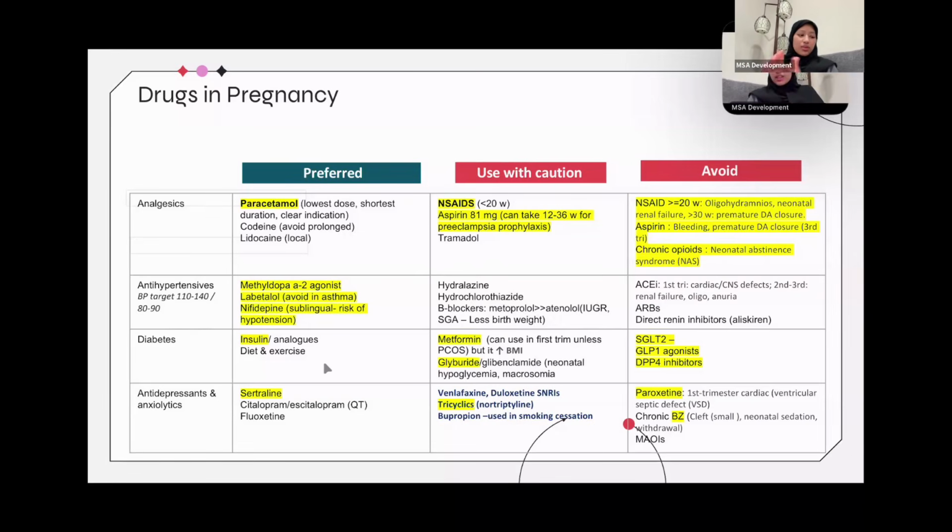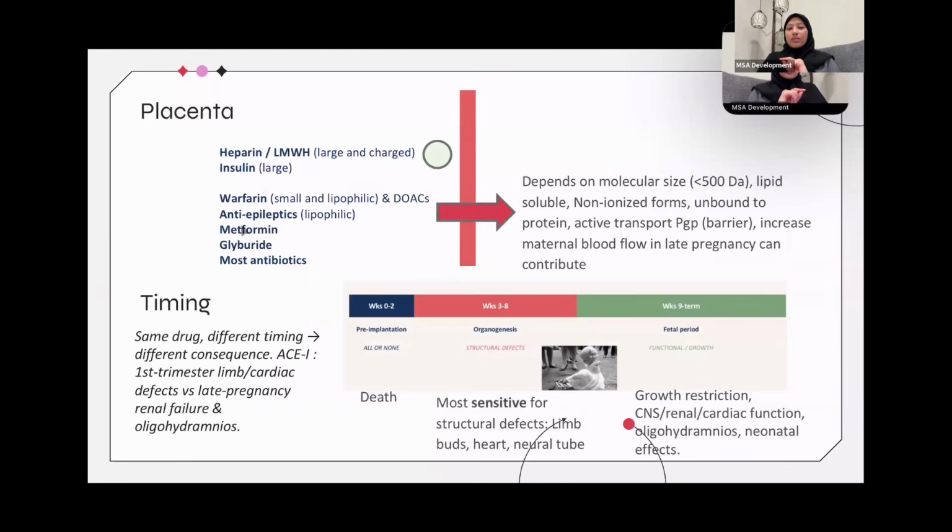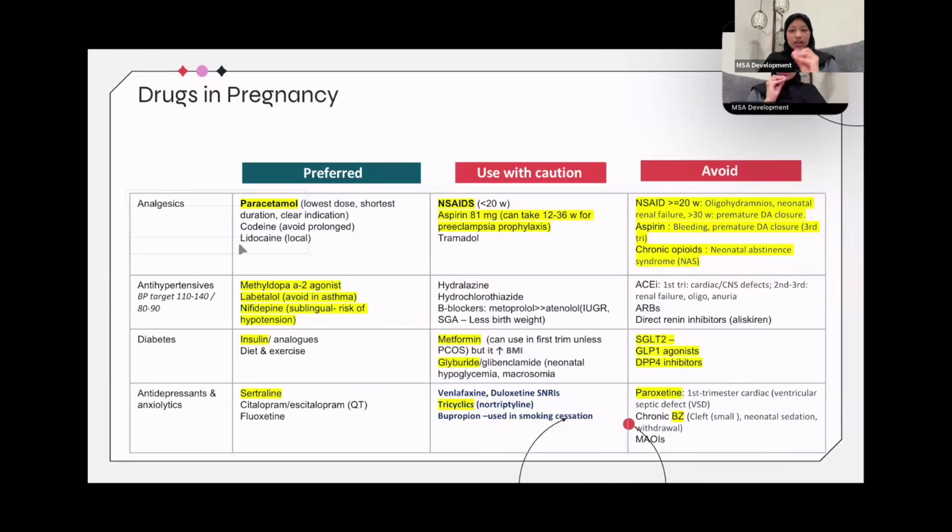If someone is diabetic, remember first line for diabetes is insulin. Insulin is fine in pregnancy. It does not cross the placenta, like we mentioned. What is used with caution are the drugs that do cross the placenta, which are metformin and glyburide. You can use metformin in PCOS, but use with caution. Glyburide can cause neonatal hypoglycemia and macrosomia, and you have to make sure their BMI is not increased because of this medication use.